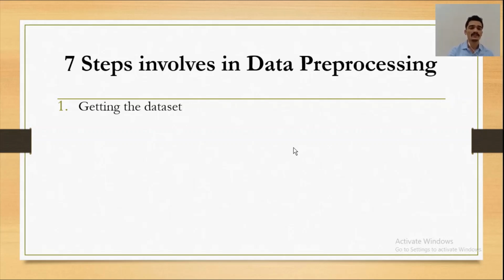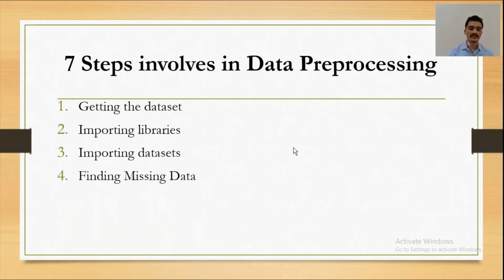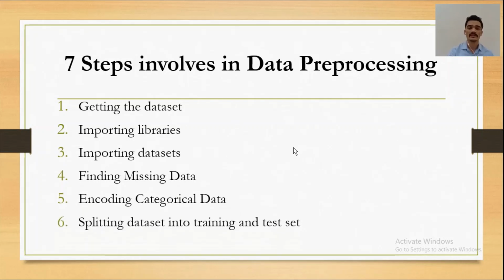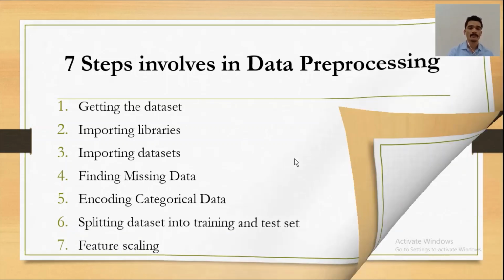So next is importing libraries. Third one, importing datasets. Fourth one, finding missing data. Fifth one, encoding categorical data. Sixth one, splitting the dataset into training dataset and testing dataset. Seventh is feature scaling. So let's get started with our first step, getting the dataset.